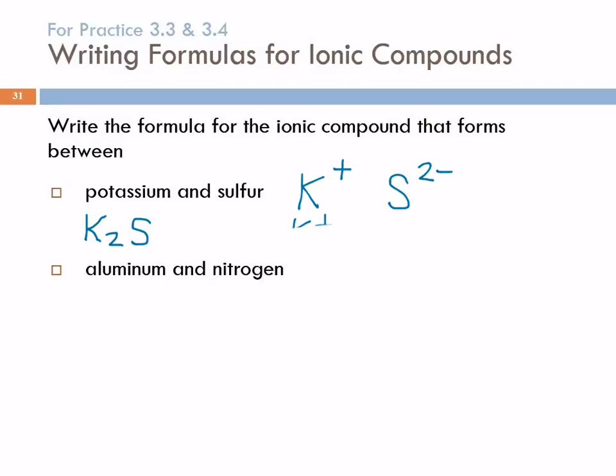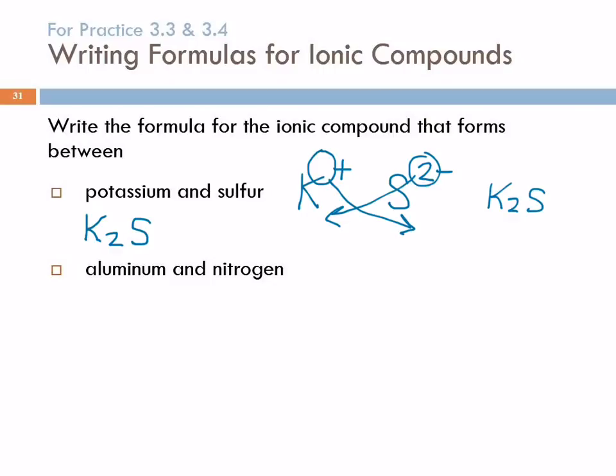So let's look at it a different way. This is the favorite method for many students, and it works most of the time. It doesn't work all the time. It's called crisscross. So you look at your charges, and if the charges are not the same, then you can crisscross. If they're the same, you don't need to. It's going to be 1-to-1. But I'm going to take this unwritten 1, and that's going to be the subscript for the sulfur. And this 2 is going to be the subscript for the potassium. And I'm going to end up with K2S.